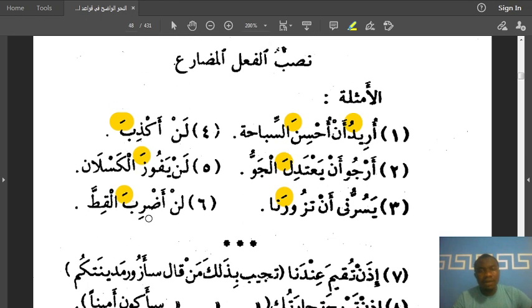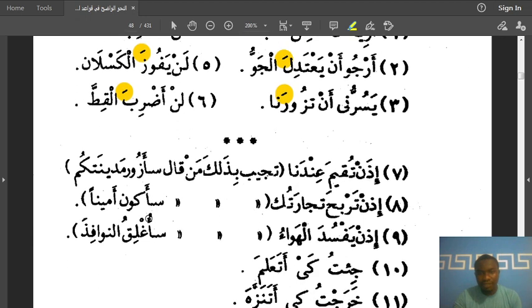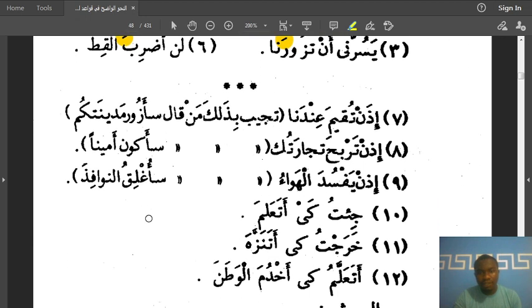Okay. Now, I deliberately left the reasons why these verbs are taking fatha because I want to leave it to the author to explain to us. Okay, so let's see some more examples. I think he will add some more examples down here. These are even more.